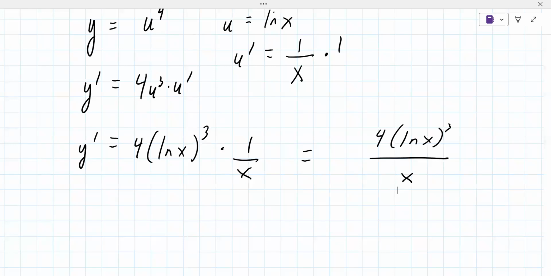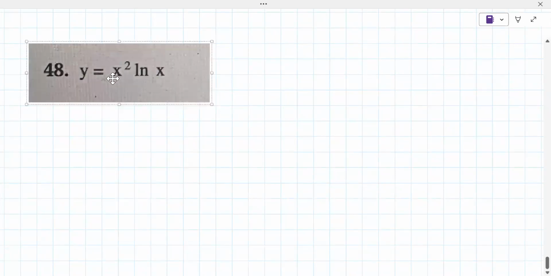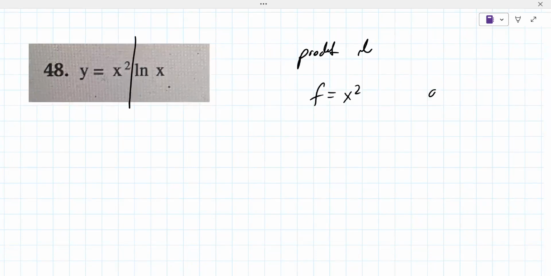Okay, let's look at 48. 48 is a really common question to get in these min-max problems. I'm kind of surprised it's showing up here, but that's what it is. So this is a product rule. f is x squared, g is natural log of x.